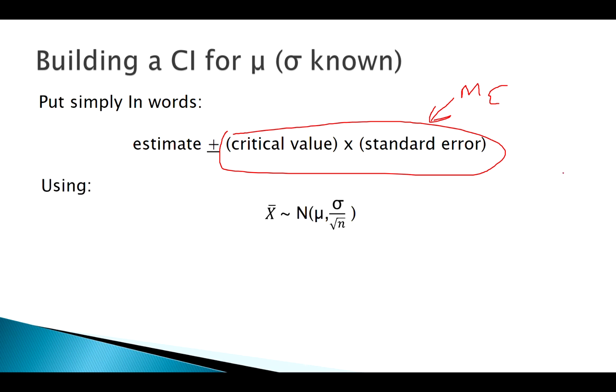We used what we knew about the sampling distribution of x bar, which was our point estimate. We said, okay, it's normal, so I can use a z critical value. My standard error is this, so I plug in that quantity. That's how we built this confidence interval formula.